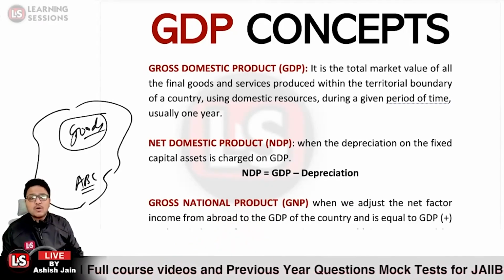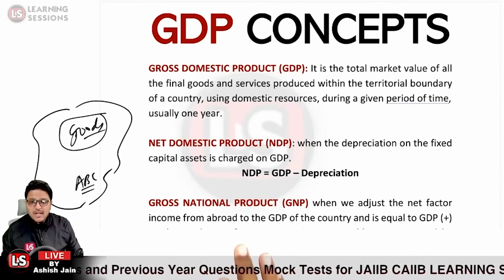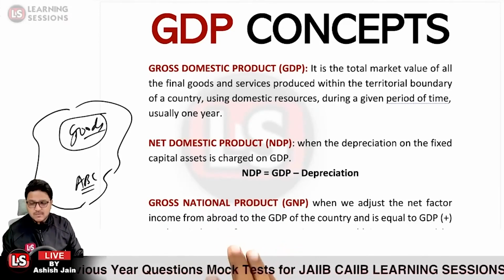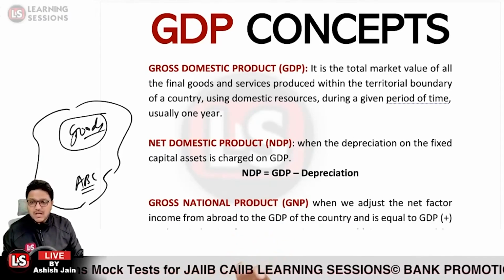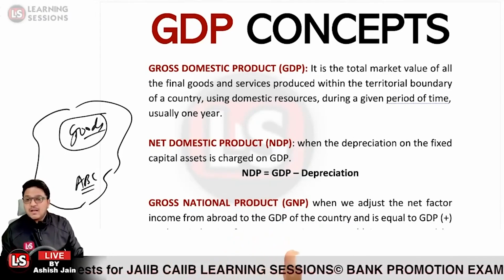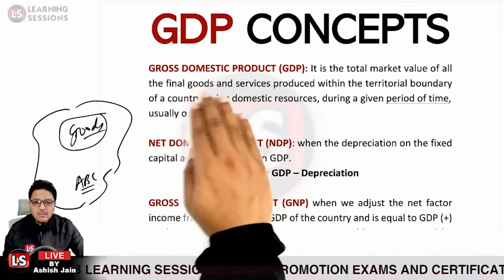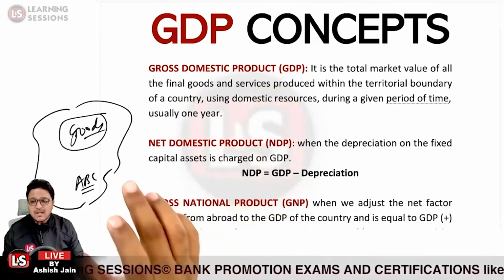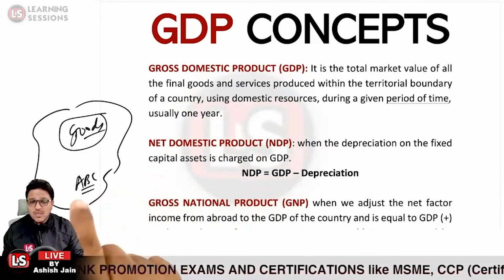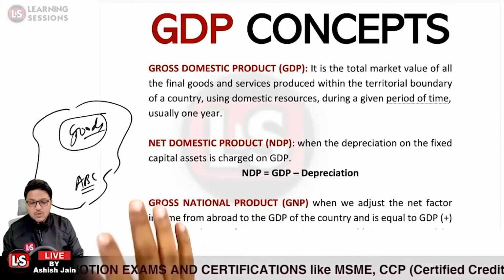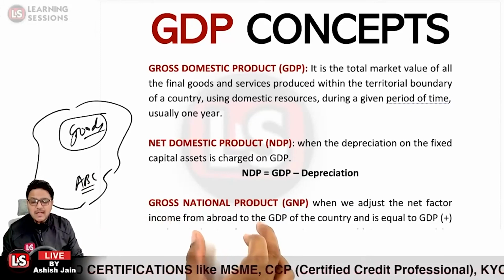And when we talk about the gross national product, it is related to whatever goods and services are produced or rendered by the nationals. Basically, if we look at the GDP itself, it is a territory, a land-based concept. Whatever goods and services have been produced within a particular territory. So the GDP concept is related to territory, whereas the GNP concept is related to nationality.